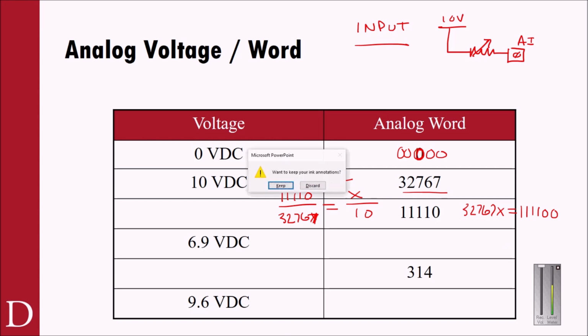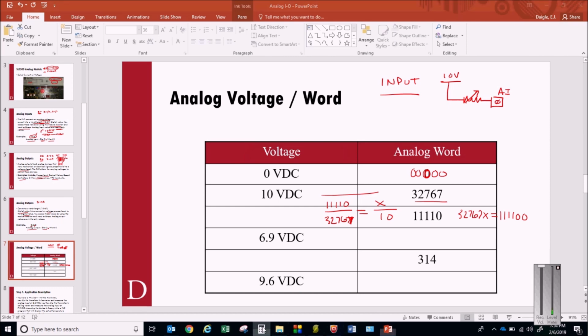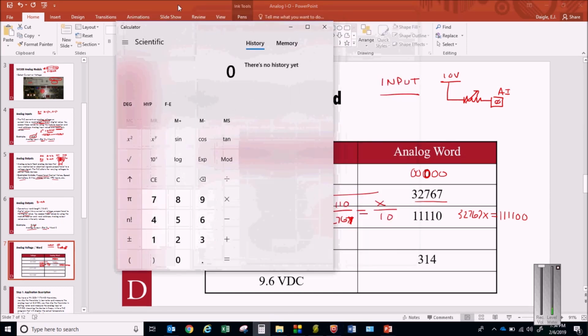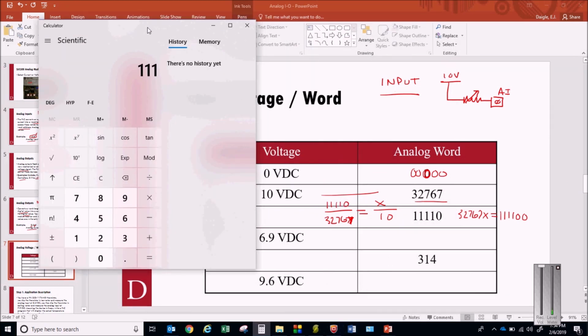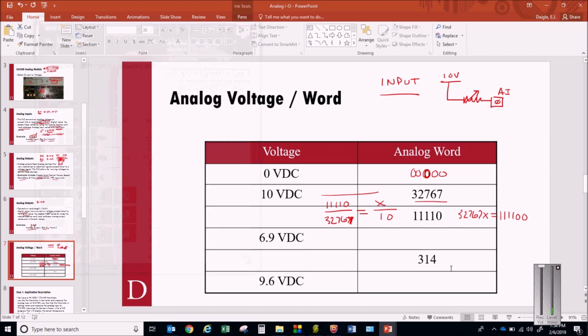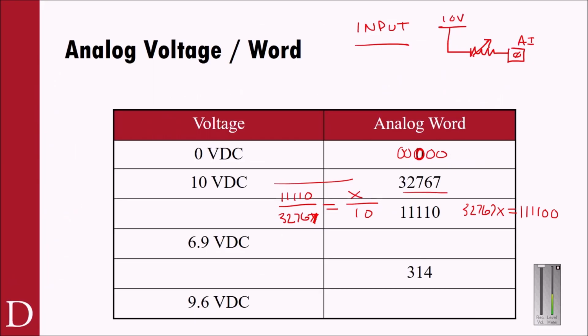So now I'm going to jump into my calculator here. I'll keep my annotations here and just open up my calculator real quick. I've got my scientific calculator. So now I'm going to take that number that I just calculated, 111,100, and divide that by 32,767. And I'm going to get a number like 3.39 volts. So I would expect that if the analog word was 11,110, the voltage would be 3.4 volts DC. I'm going to round them all to one decimal place.